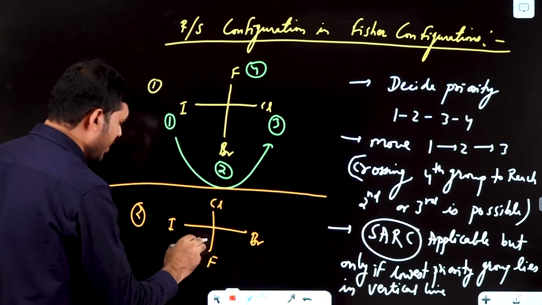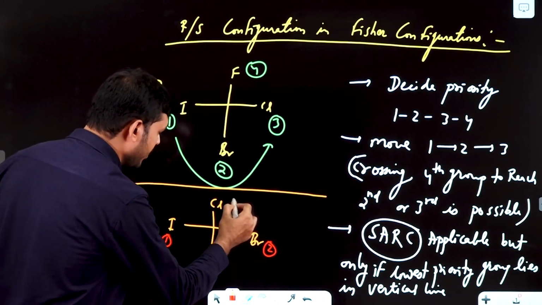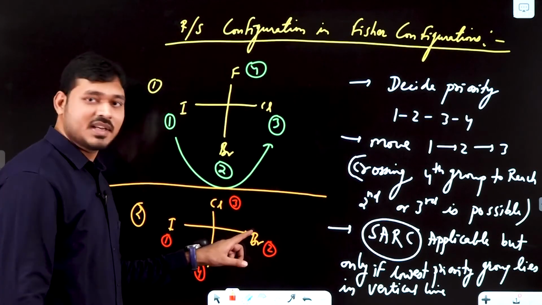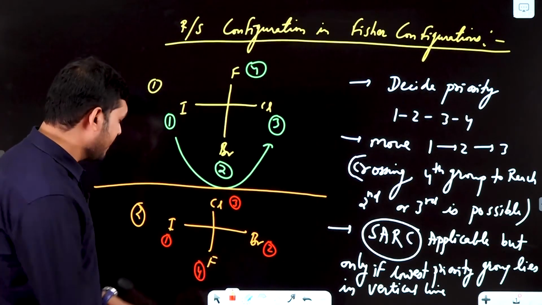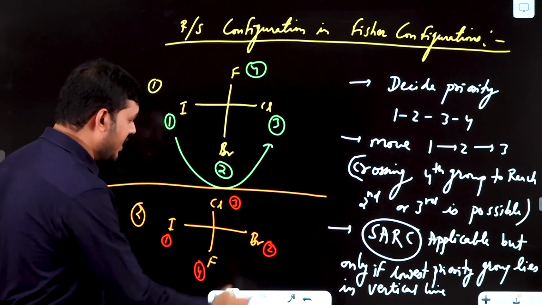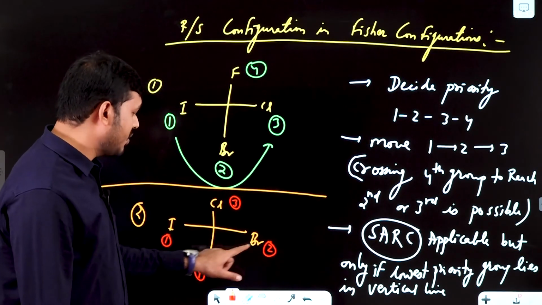Let me write priority order here. Iodine will be 1, bromine will be 2, chlorine is 3, fluorine is 4. Now you can see I have to reach second. Now I have two possibilities. Either I can cross 3 to reach 2 or I can cross 4 to reach 2. Now the rule says I have to cross fourth group to reach second.